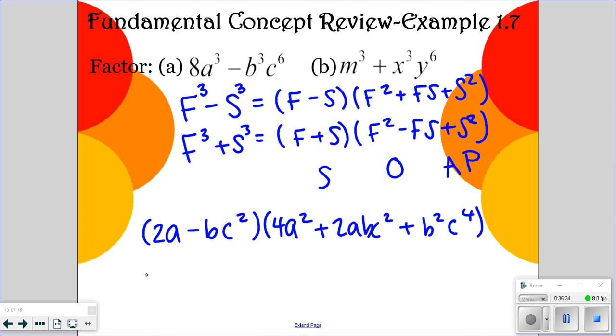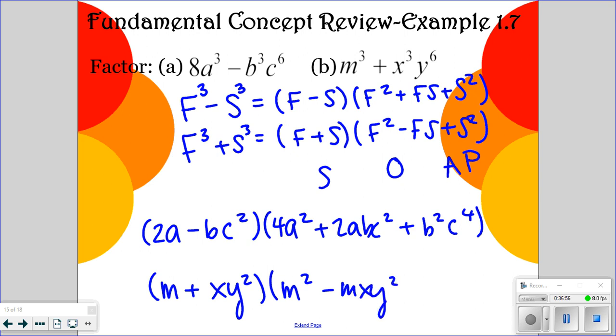For part B, you again just plug it into your formula. So our f term is going to be the cube root of m cubed, which is m. And then the cube root of that next term is going to be xy squared. Then you're going to do m squared minus, because that's what's in the formula, mxy squared, and then plus x squared y to the 4th. So that's going to be your answer for that one.